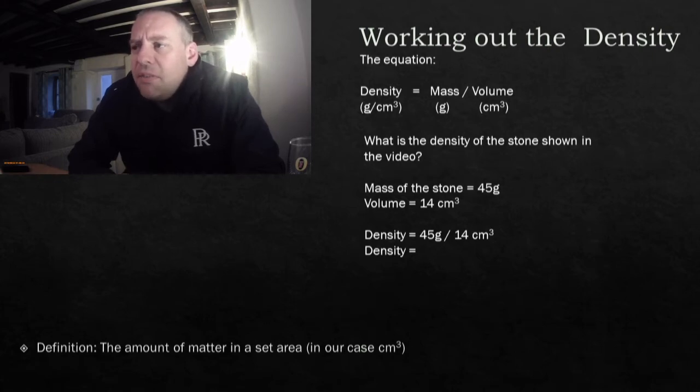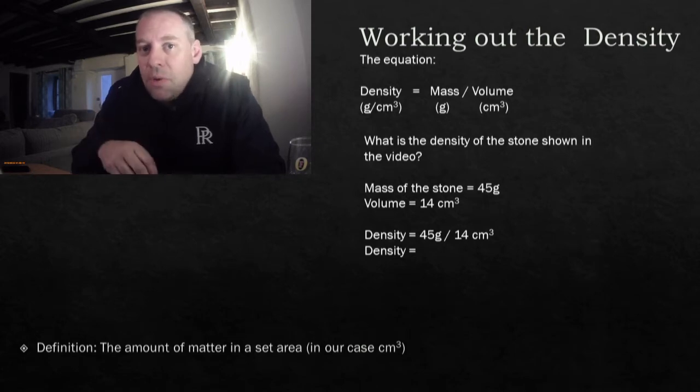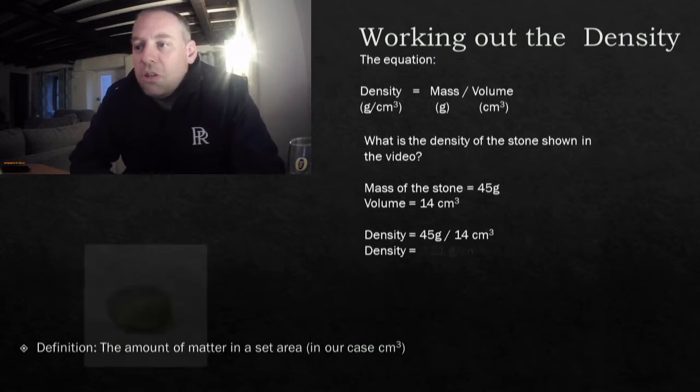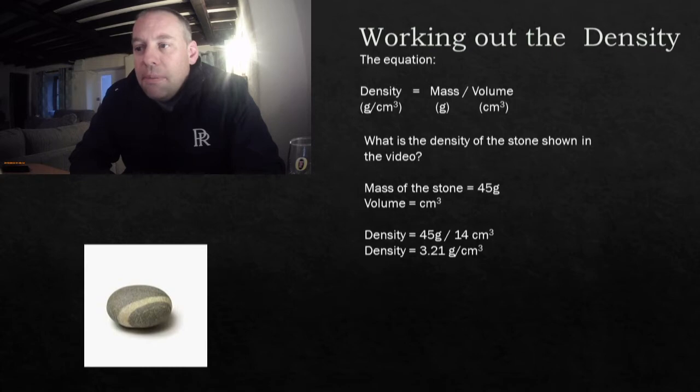So what is the density of the stone shown in the video? Well, we know the mass of the stone because I put it onto the scales, and the top pan balance said that the mass of the stone was 45 grams. I then put it into the Eureka can. The volume of the water that came out was 14 centimetres cubed. So I put that into my equation. I then added it to my calculator, and the density of the stone was 3.21 grams per centimetre cubed.